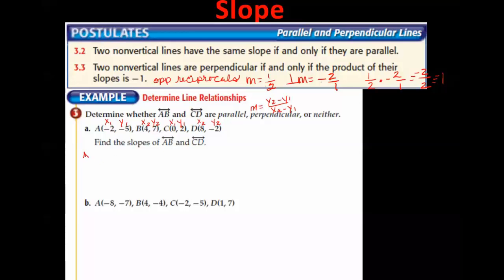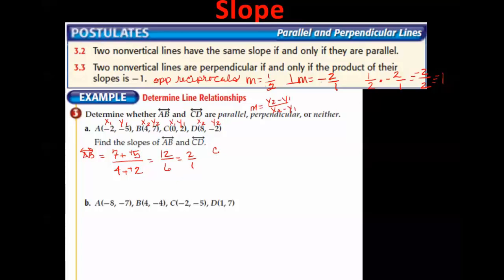So for line AB, I'm going to say y2 is 7 minus a negative 5 for y1, and then x2 is 4 minus a negative 2 for x1. Remember, two negatives make a positive. 7 plus 5 is 12. 4 plus 2 is 6. 12 divided by 6 will give me 2 over 1.